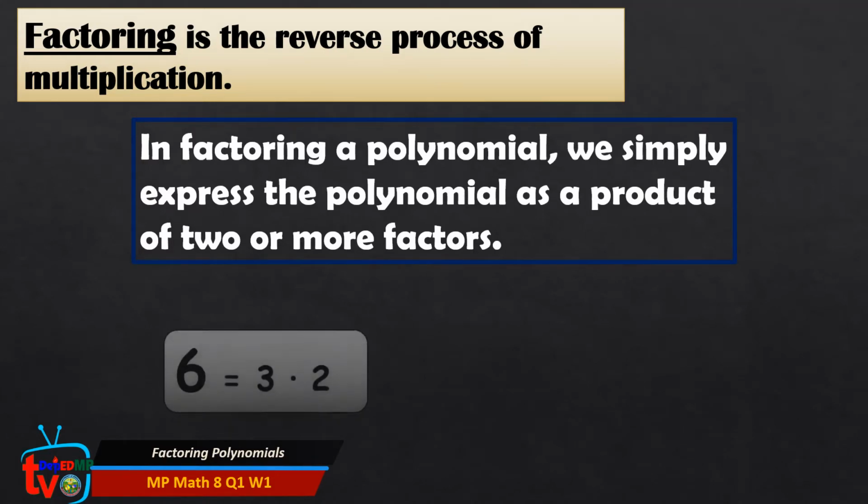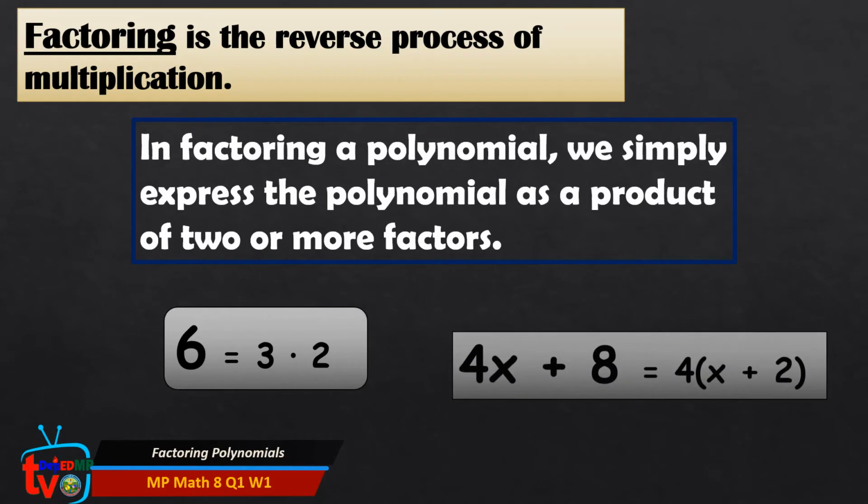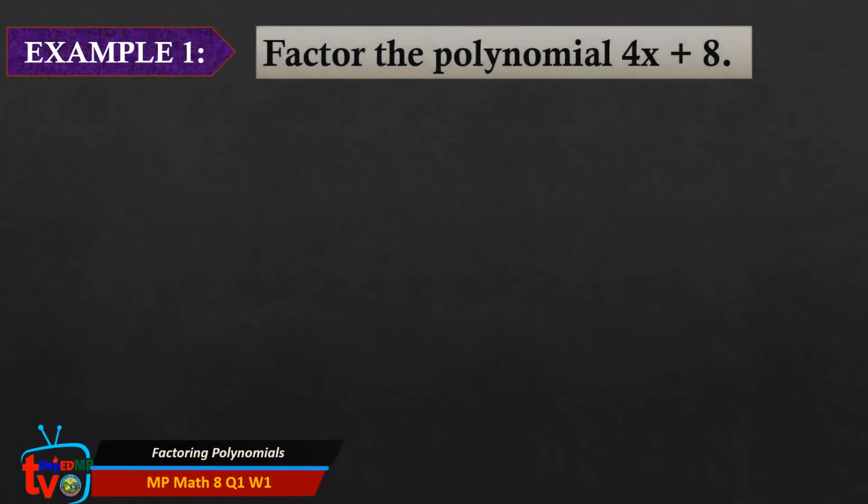For example, we have here 6. If we are going to factor 6, we are going to look for the two numbers that when we multiply, will give us the number 6. So we have here 3 and 2. Another one, we have 4x plus 8. If we are going to factor this out, it means that we are going to look for the expressions that when we multiply, will give us this expression 4x plus 8. And the factors would be 4 times the quantity x plus 2. Let us have the following examples.